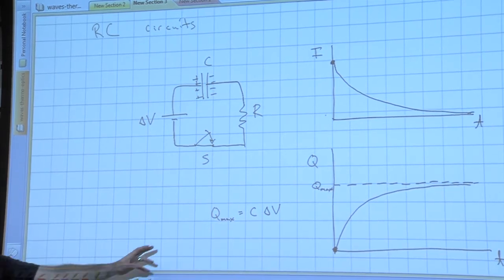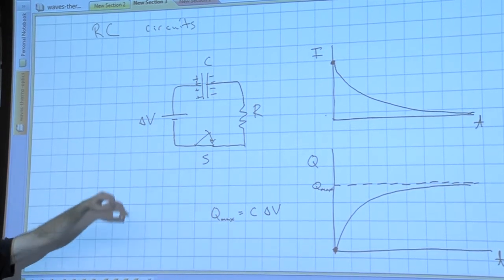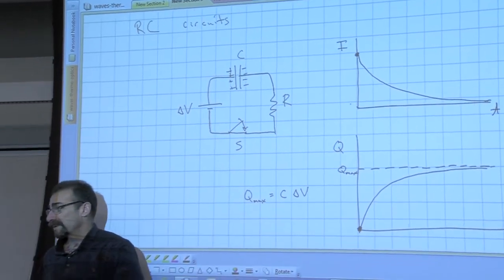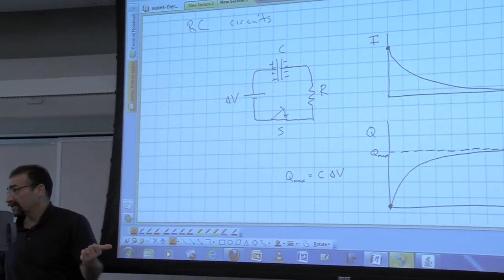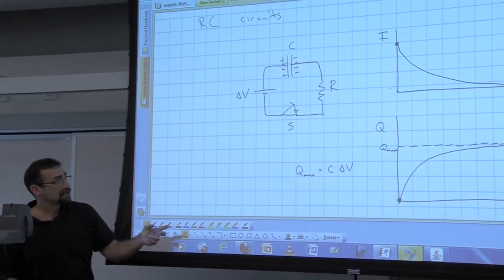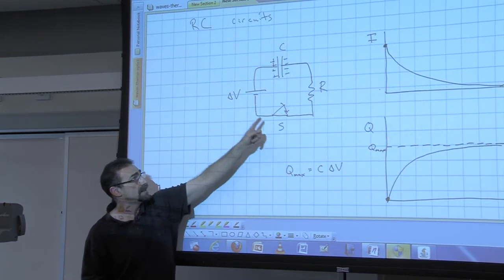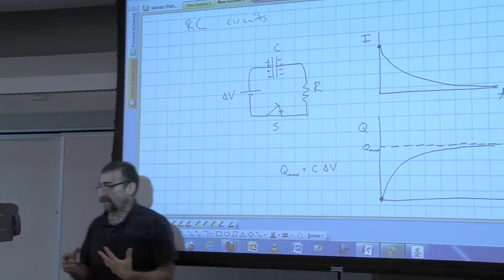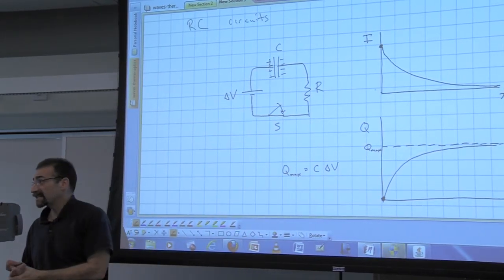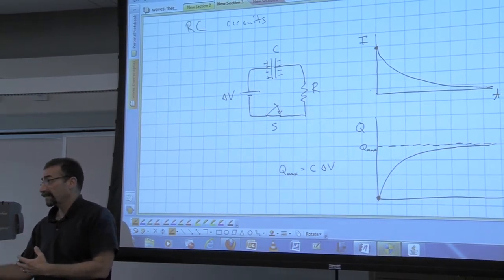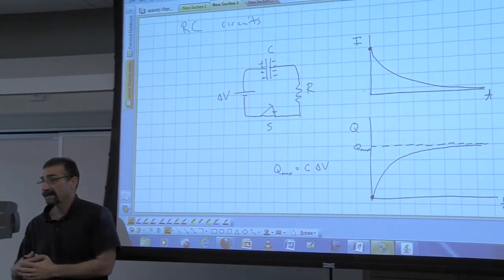So we substitute that in for delta V on the capacitor. Delta V on the resistor is IR. We substitute that in to that equation. So now we've got an equation that has Q and it has an I. Well, what is I? I is the rate of change of Q, Q over time, how Q is changing in time.